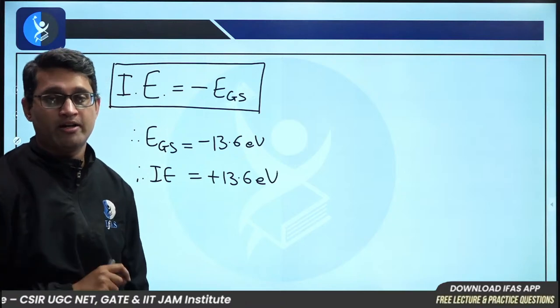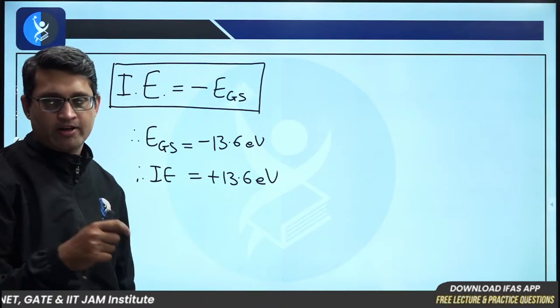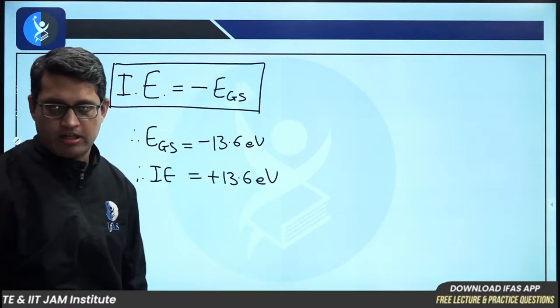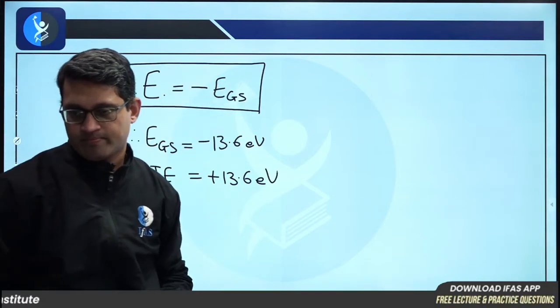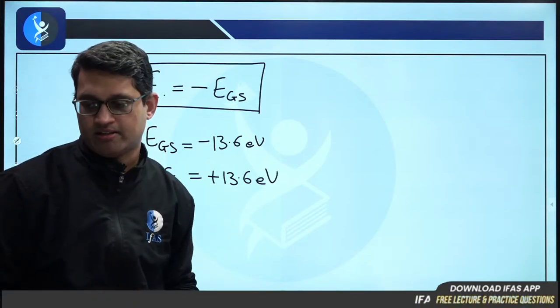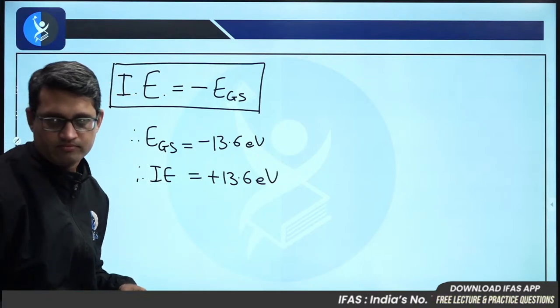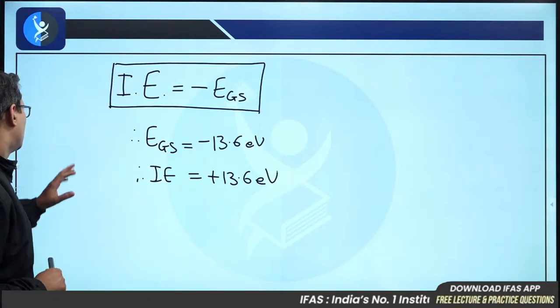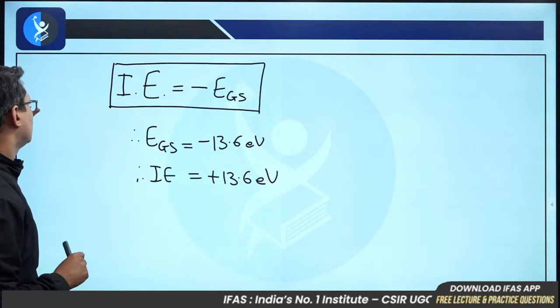What do you mean by ionization energy? The energy required to remove an electron from the ground state into the energy continuum. So that will simply be the negative of the ground state energy. Is this clear to all of you? Great. So this is the main concept that you have to remember when it comes to the hydrogen atom.